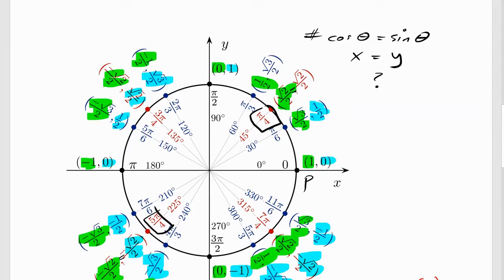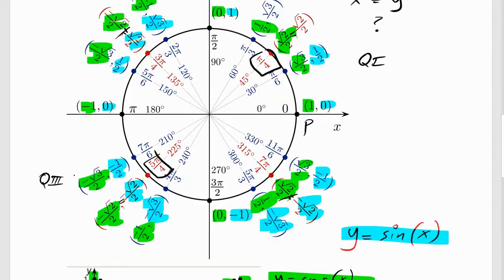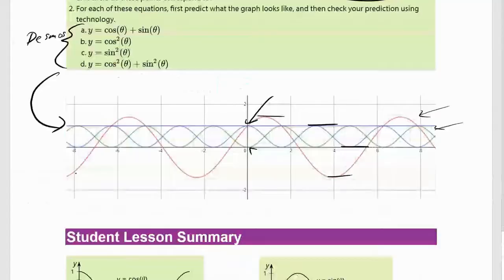Notice how quadrant 2 and quadrant 4 do not equal the same, because one's negative and the other one's positive. Quadrant 1 would work, quadrant 3 would work, but that's only because the x and y's are both positive or both negative. So that's your answer for number 1.